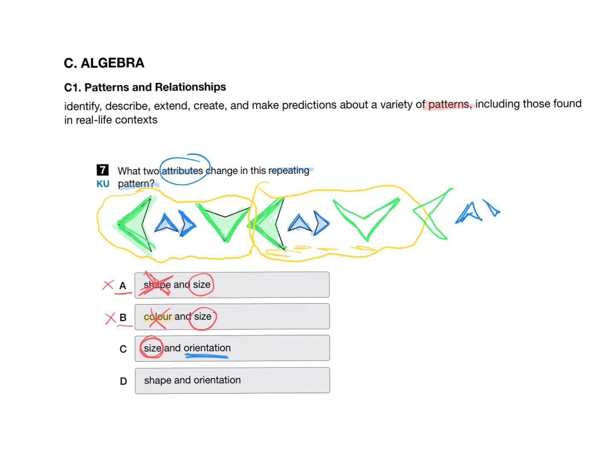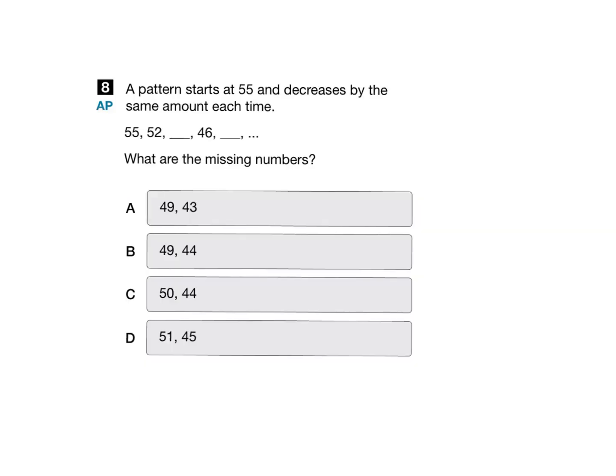Now, I've drawn them with different colors. So if we were to continue this pattern with my colors, we would have to also say that the color changed. But in this question, the color did not change. So what's our final answer? Size and orientation, which is C. Excellent. Let's look at the next question.